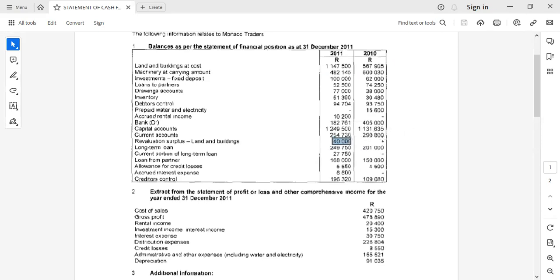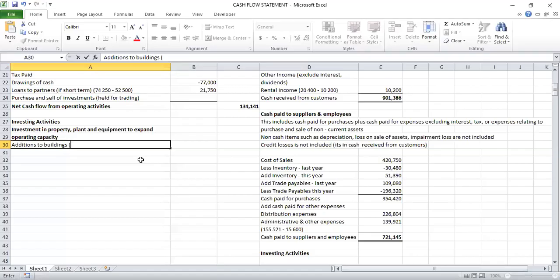You should be very careful also with the revaluation, because if there was 10, for example, here, it could have meant that the revaluation for this year is only 30. But because it moved from 0 to 40, then there was a revaluation of 40. So we know that for this increase from 567 to 1147, part of the increase was due to revaluation. To get the amount that was paid for in cash, remember in our cash flow we just need what was paid for in cash. We would take the buildings for this year, 1,147,500, minus the one for last year, 567,905. Then we take out the revaluation, 40,000.